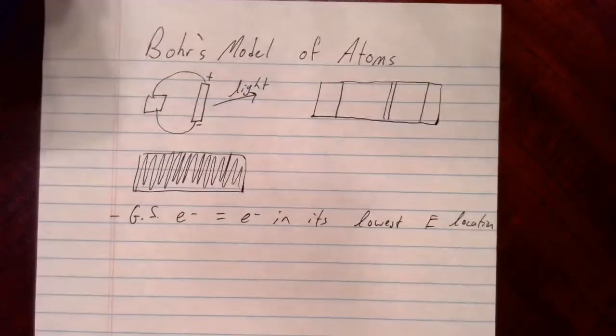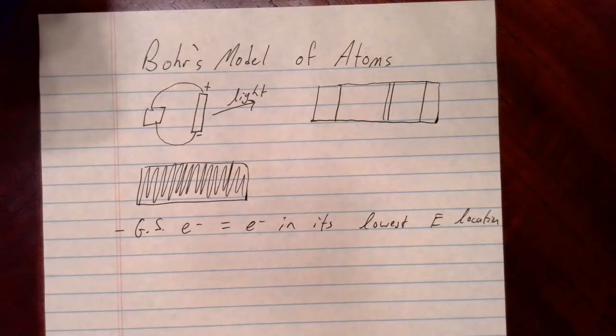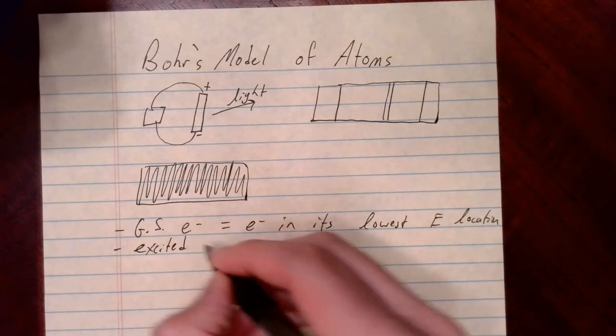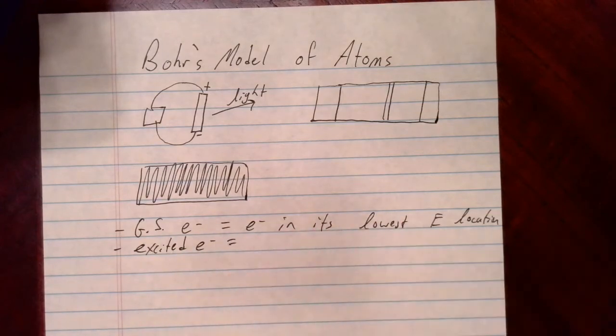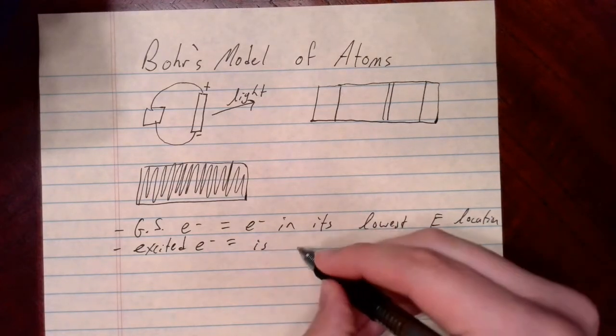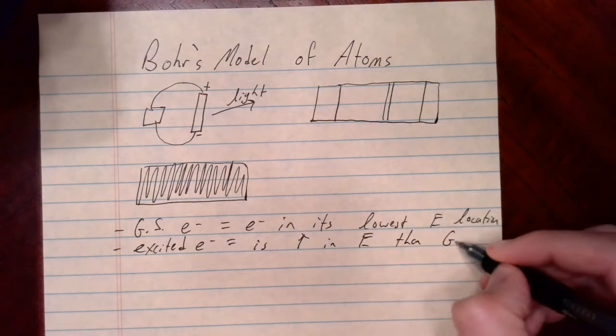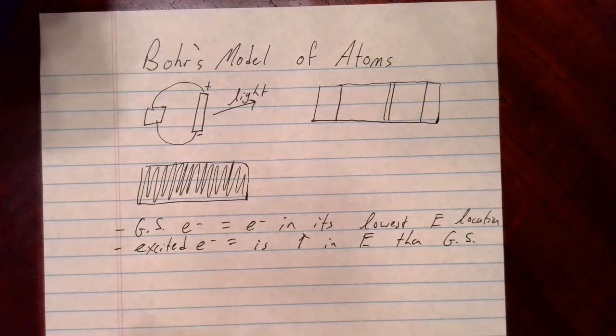So we discussed previously that the closer an electron is to the nucleus, the lower in energy it is. So a ground state electron is just an electron in its lowest energy location. An excited electron isn't happy to be there, but an excited electron is just some electron that is higher in energy than its ground state. So it's somehow gained energy and has been promoted to a higher energy level.